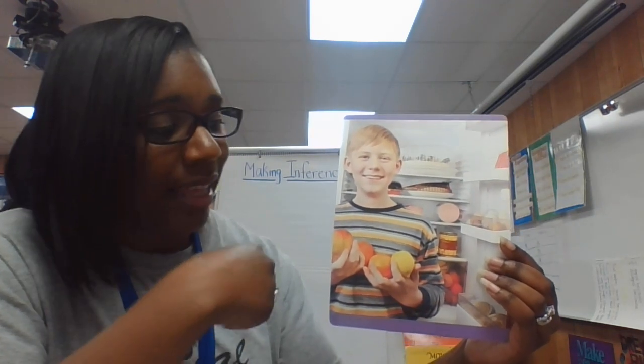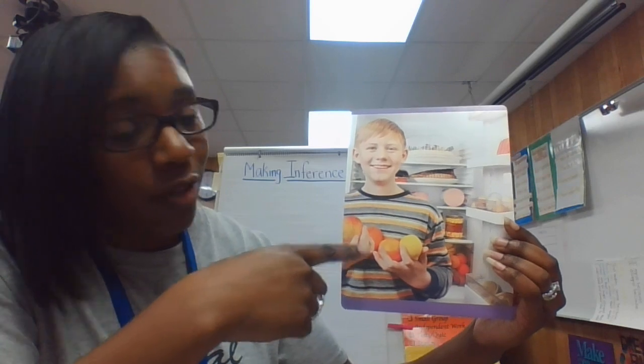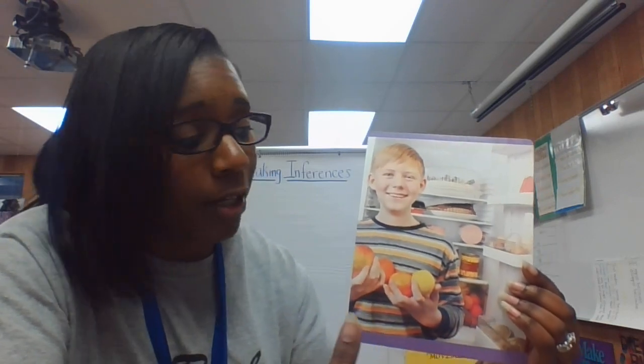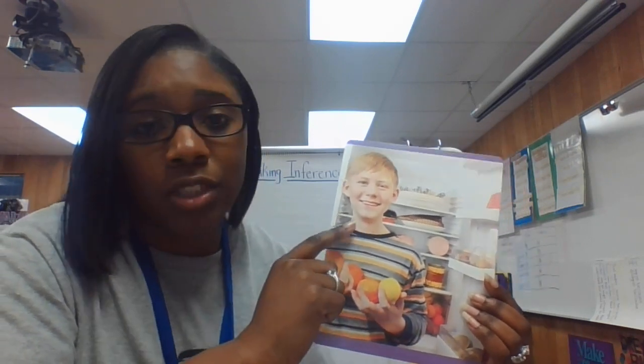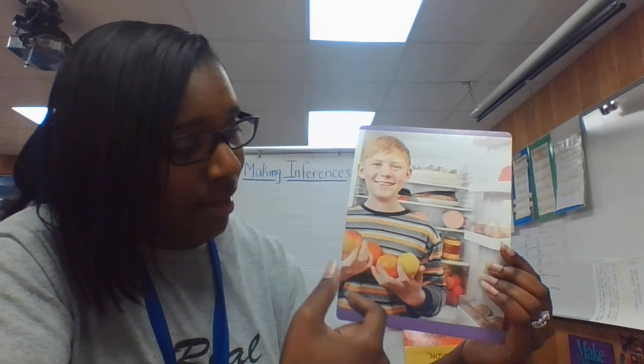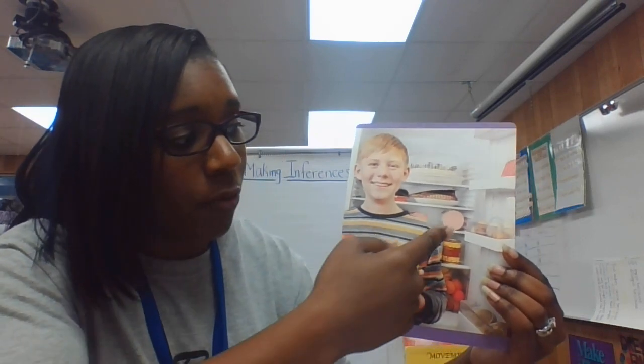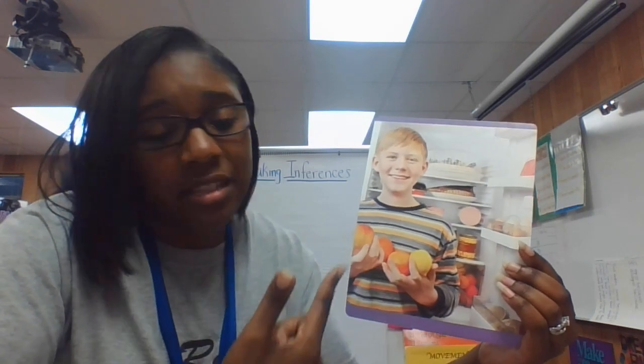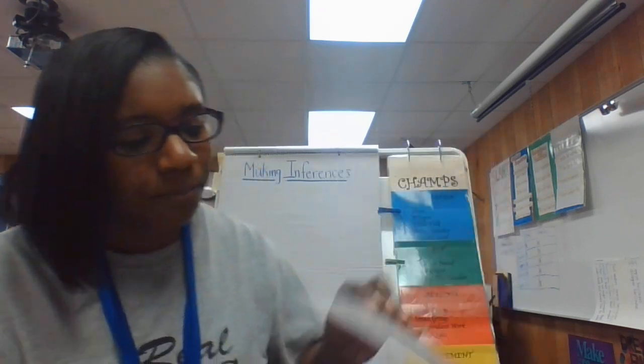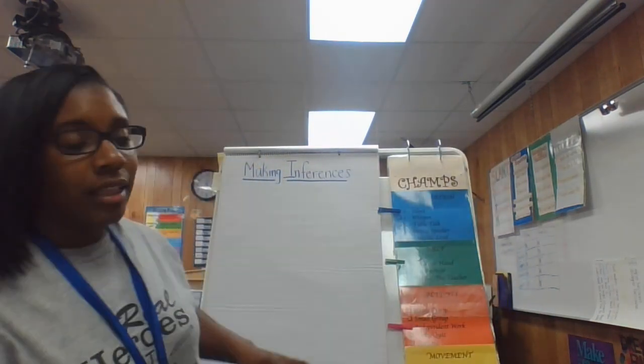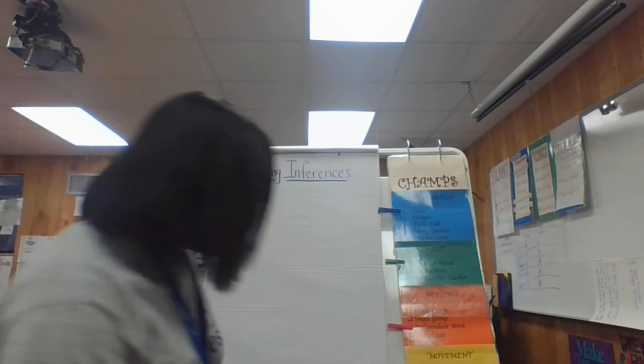Now, I would say that he wants to be healthy. Instead of getting like some chips or some candy, he's getting some fruit. I can say that this kid wants to be healthy. I can also say that maybe he's hungry. So he goes into the kitchen, opens up the refrigerator, and gets something to eat. I'm just making an inference based on what I see and what I know. Okay? So, let's look at the definition for making inferences.